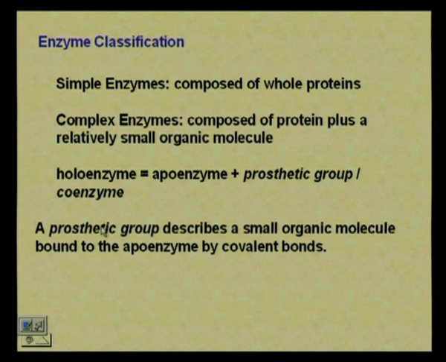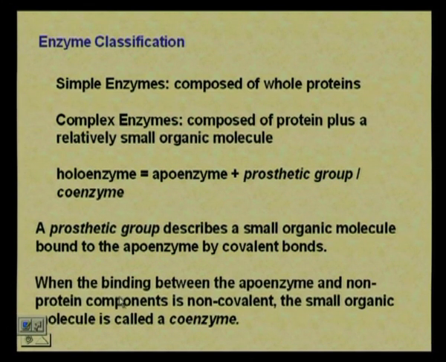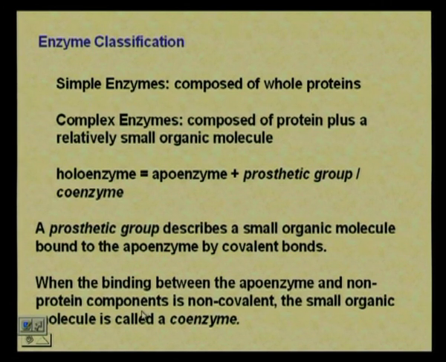What is a prosthetic group? A prosthetic group is a small organic molecule that is bound to the apoenzyme, which is a protein, by covalent bonds. That is what a prosthetic group is. So, if you have a holoenzyme that contains a prosthetic group, then it is attached to the protein, the apoenzyme, by covalent bonds. In contrast, when the binding between the apoenzyme and the non-protein component is non-covalent in nature, it is then called a coenzyme. Okay, so that is the difference.